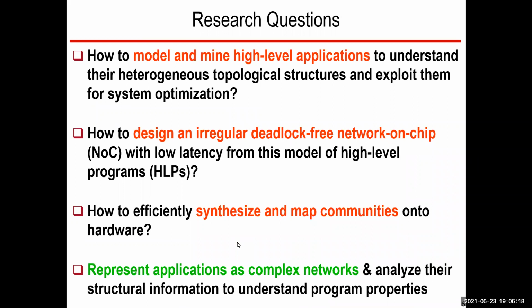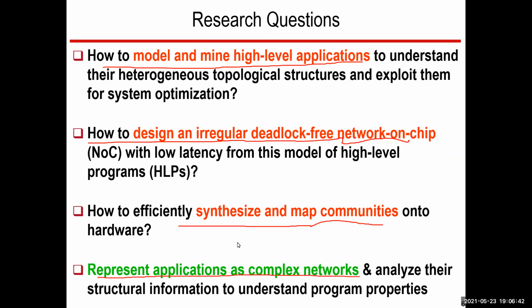During this presentation, we will answer a few research questions: how to model and mine high-level applications, how to design an irregular deadlock-free network on chip, and how to efficiently synthesize and map communities onto hardware. The trick to all of the questions is to represent applications as complex networks and analyze their structural information to understand program properties.